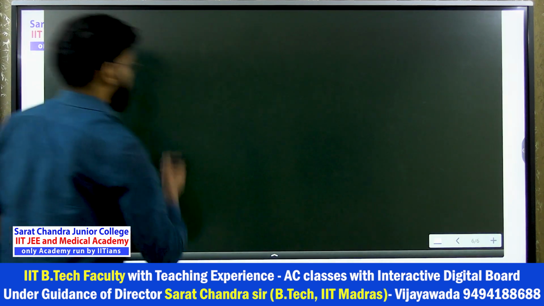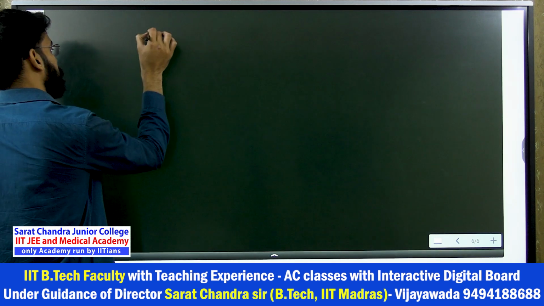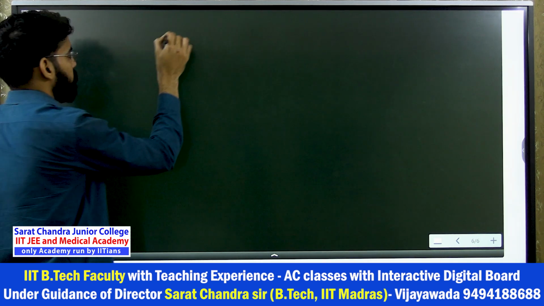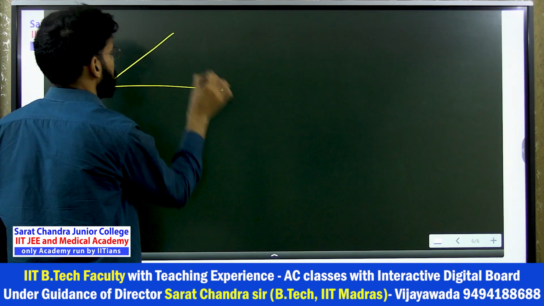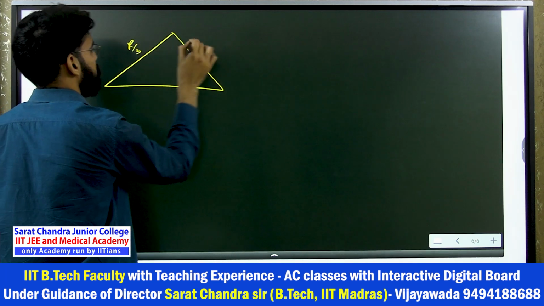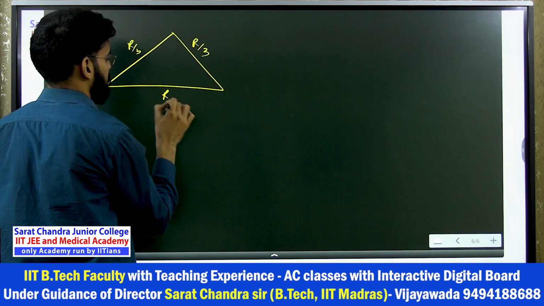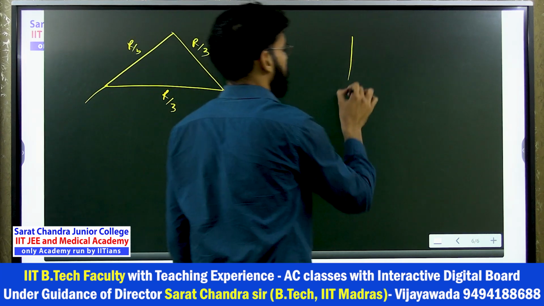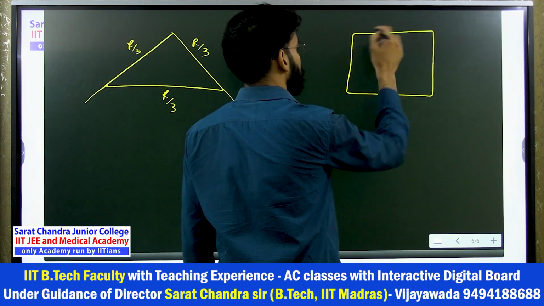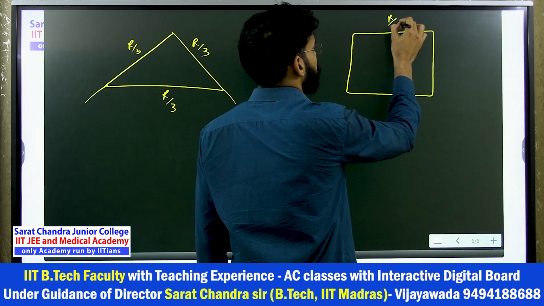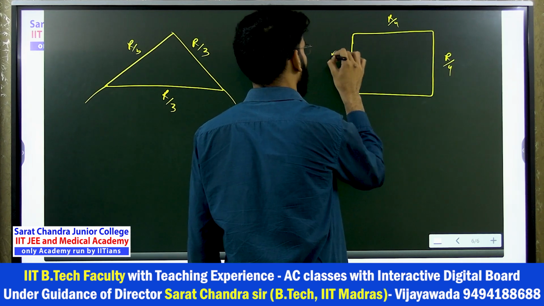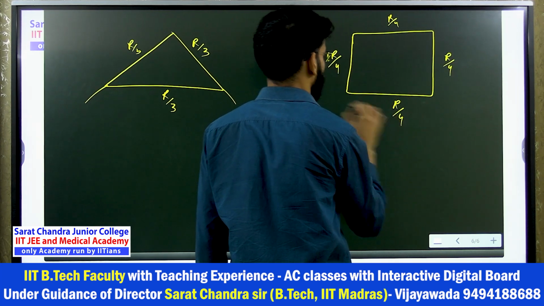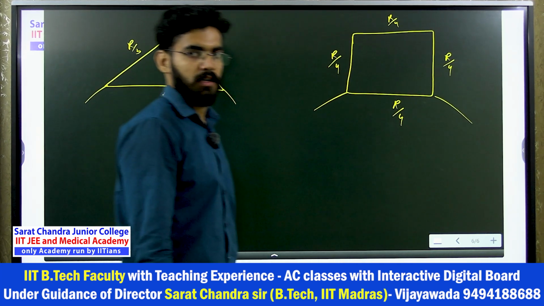See here, what he is saying is that R resistance you bend in a triangular form, right? So what will come? R by 3, R by 3, R by 3, right? In between these 2 points, you have to calculate the resistance. And for the square, if you do the same thing, then total is R, right? This is R by 4, R by 4, R by 4, and this is R by 4. Okay, and you are calculating resistance across this edge.